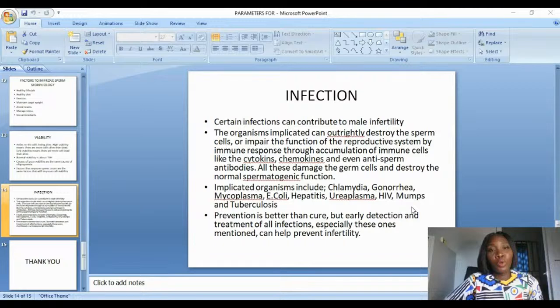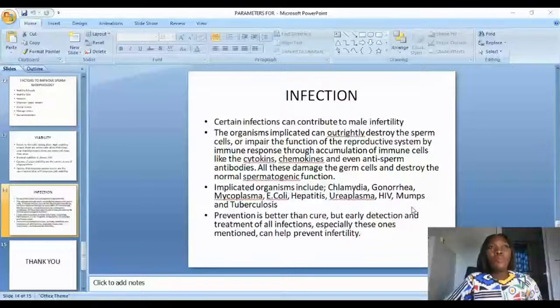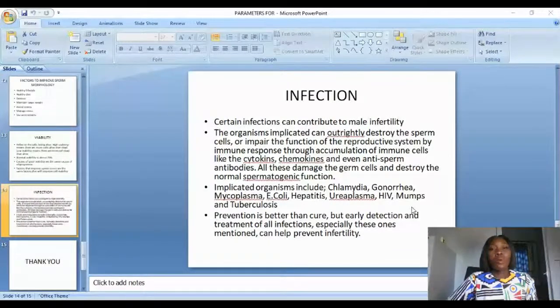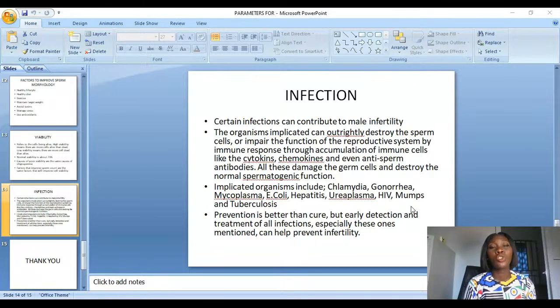This immune response includes things like accumulation of immune cells, the presence of free radicals in the system, and it can also trigger production of anti-sperm cell antibodies. So all these activities will lead to the destruction or the poor production of the sperm cells, or the organism can just outrightly eat up the sperm cells themselves, and cause poor sperm health. Now, what are the kinds of infections?